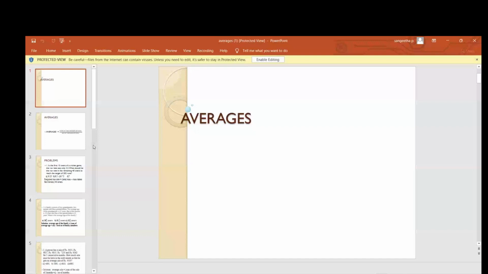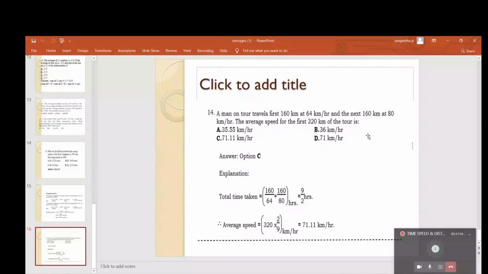A man on tour travels the first 160 kilometers at 64 kilometers per hour, and then the next 160 kilometers at 80 kilometers per hour. So he divides his journey into two. The first 160 kilometers is at 64 kilometers per hour speed. The second half of his journey is again 160 kilometers, but the speed is 80 kilometers per hour.